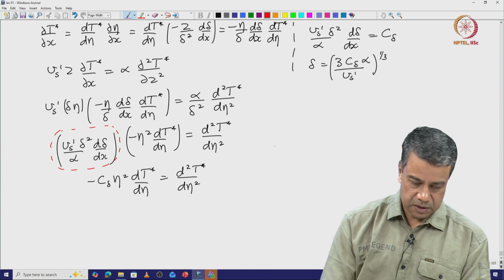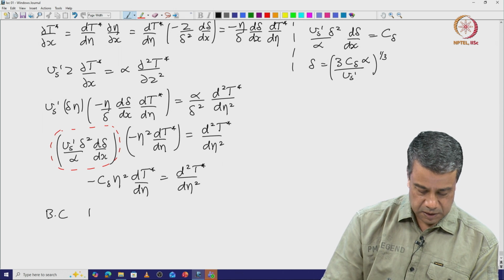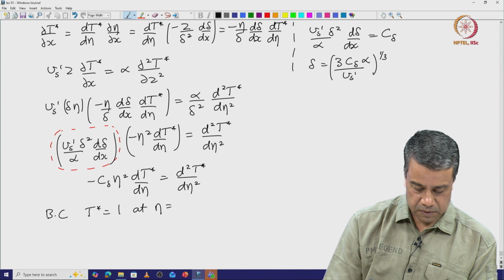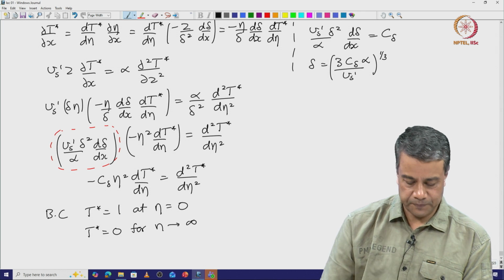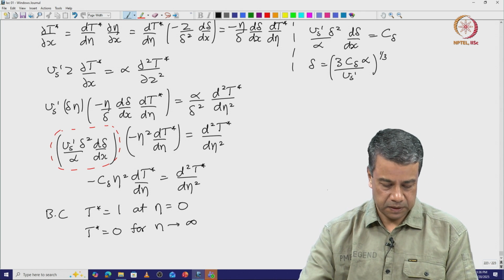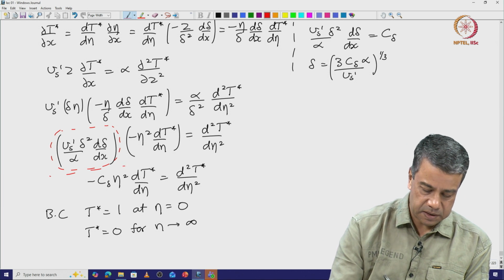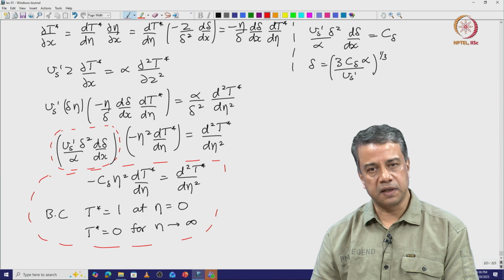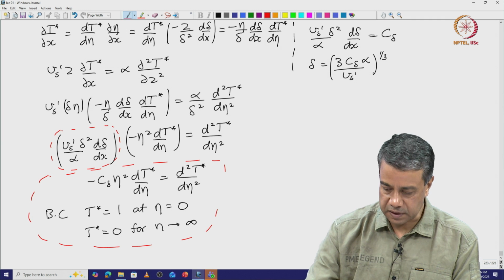So, the boundary conditions: T star is equal to 1 at eta is equal to 0, T star is equal to 0 for eta going to infinity. So, this equation and these boundary conditions have now to be solved in order to obtain the temperature field in terms of eta.